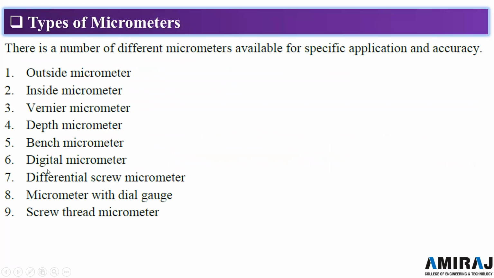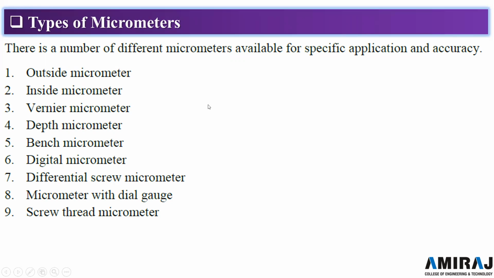So there is number of different micrometers available for specific application and accuracy. One is outside micrometer, second is inside micrometer. The earlier we have seen was the outside micrometer that is used for measuring the outside dimension, while the inside micrometer is used for the inside measurement.